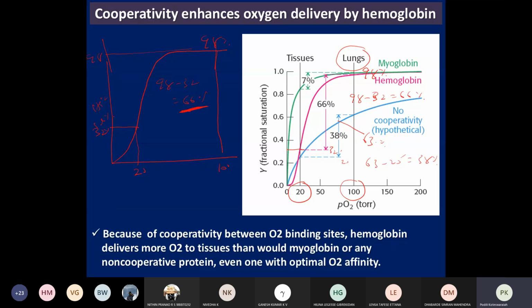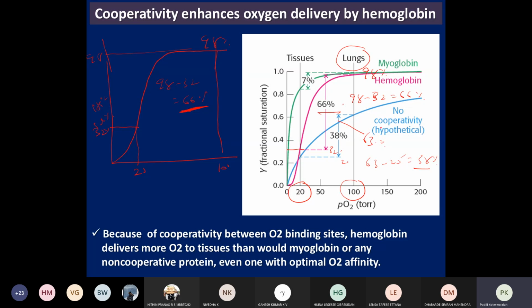That means hemoglobin can contribute 66% of its bound oxygen for unloading, whereas a non-cooperative protein can only unload 38% of its bound oxygen. So that is the difference between the hemoglobin and other non-cooperative proteins. From this we can understand that hemoglobin is not only good in oxygen binding, it is also good in oxygen dumping, or the oxygen releasing, when it moves from the lungs to the tissues.